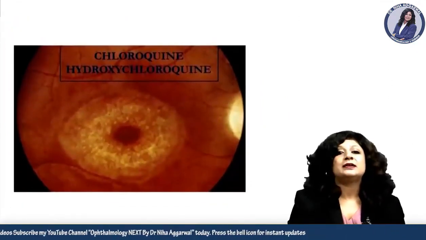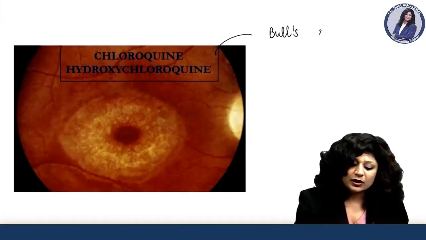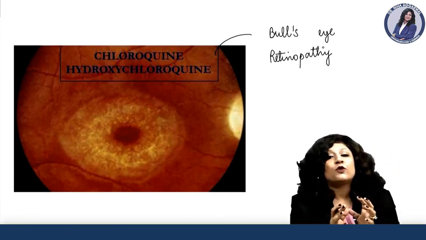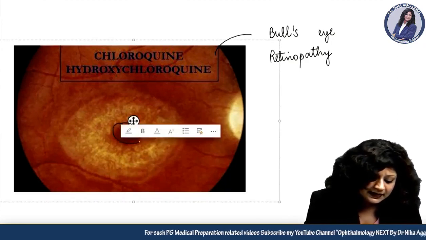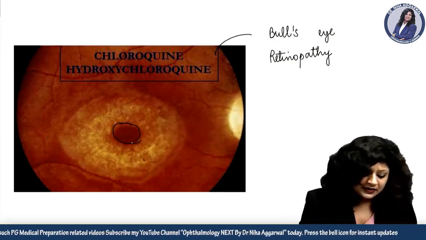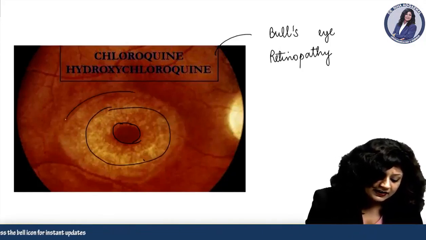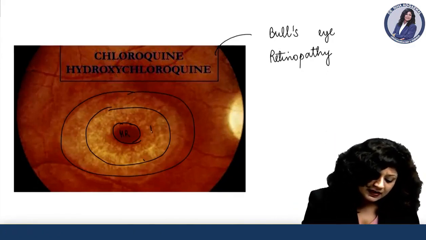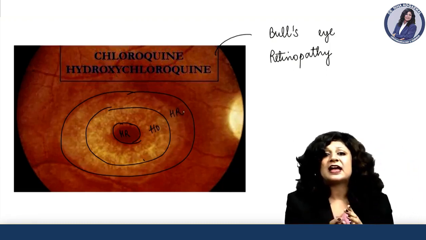Now coming to another important thing, this is called the bullseye retinopathy. In bullseye retinopathy, you have a dark area in the center. Can you see a dark hyperpigmented area in the center? Then we get a zone of hypopigmented area, and then again a zone of hyperpigmented area. So we have hyper, then hypo, and then again hyper. That is why this is called bullseye retinopathy.